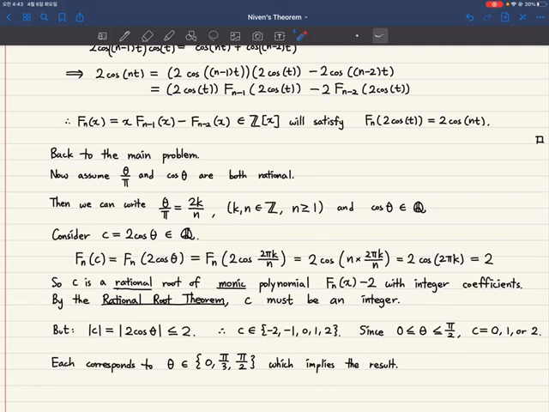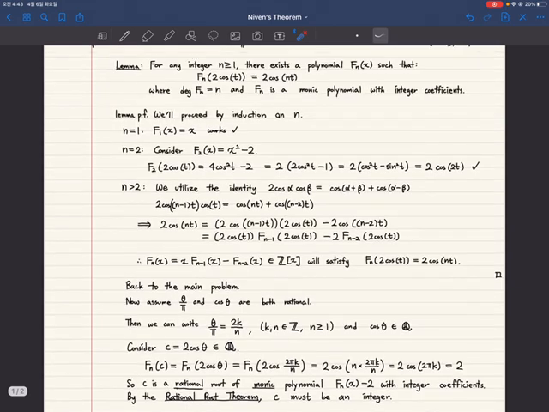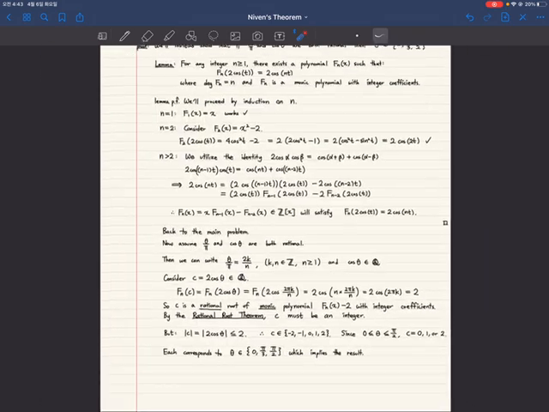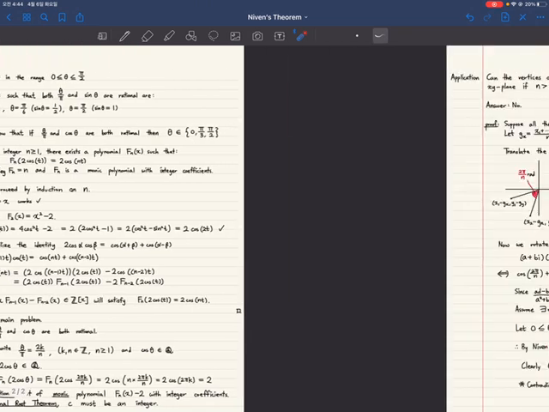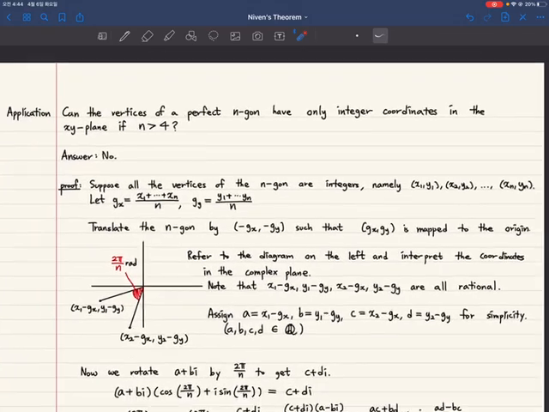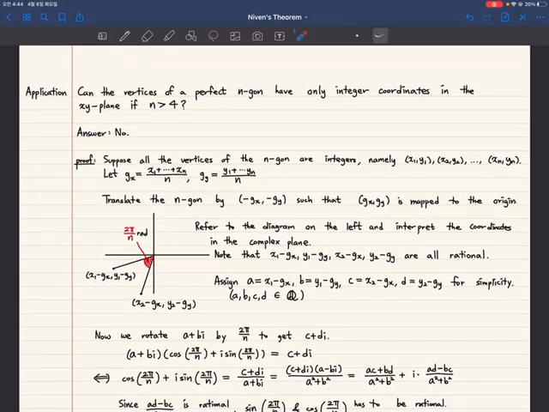And since theta is in the range 0 to pi over 2, c can only be 0, 1, or 2. And each of these corresponds to theta being equal to 0, pi over 3, or pi over 2. And this will imply the result as desired. Okay, so that concludes our proof of Niven's theorem, and I'll move on to one application of Niven's theorem. So, one application. Can the vertices of a perfect n-gon have only integer coordinates in the xy plane if n is greater than 4?